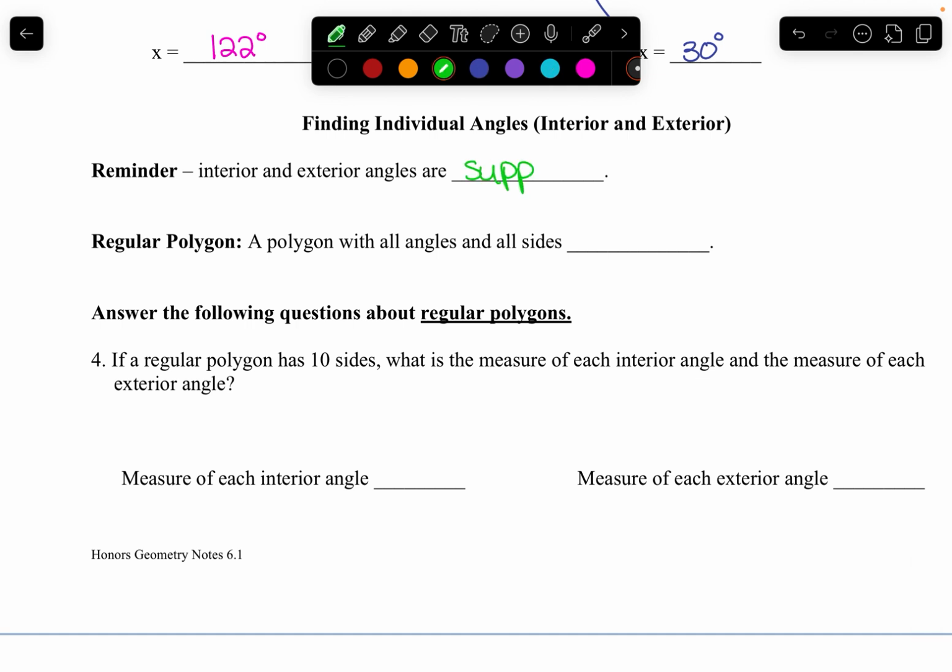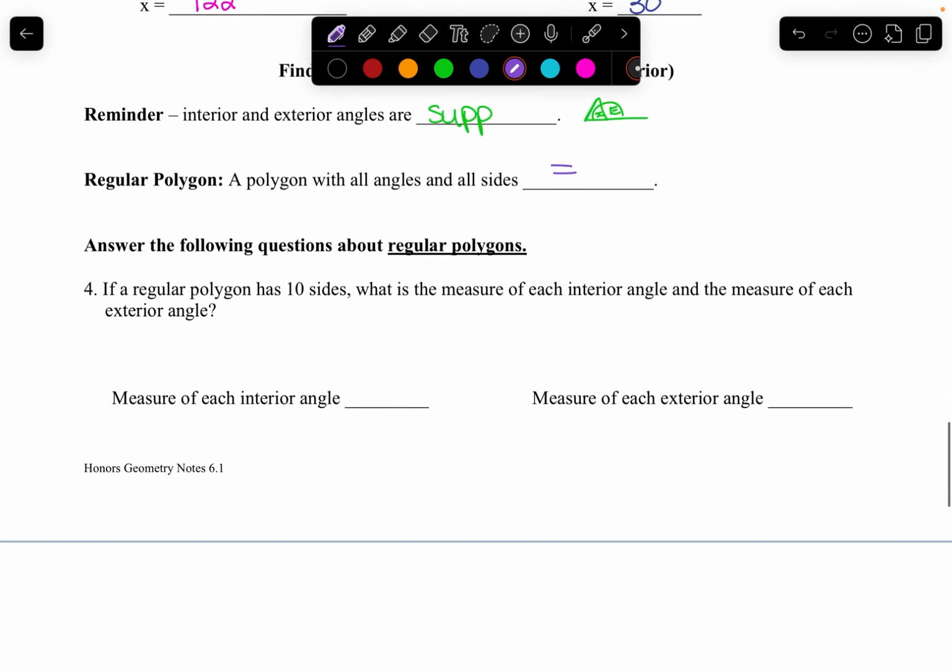Remember this triangle picture that I drew a second ago? You've got your exterior and your interior, and they're supplementary. And then I just talked about a regular polygon, but a regular polygon is a polygon with all angles and sides that are equal. Okay, so for us, that's an equilateral triangle, a square, anything that has the same sides and then the same angles. Okay, all right, so we're going to talk about this with regular polygons because that's kind of the easiest way to do this.